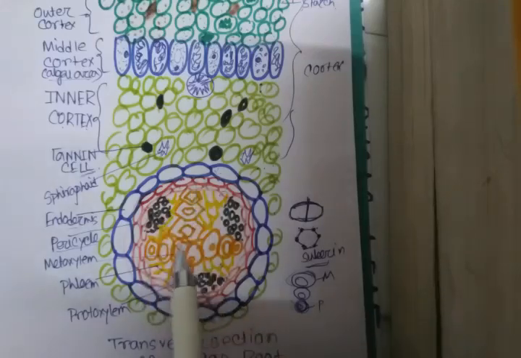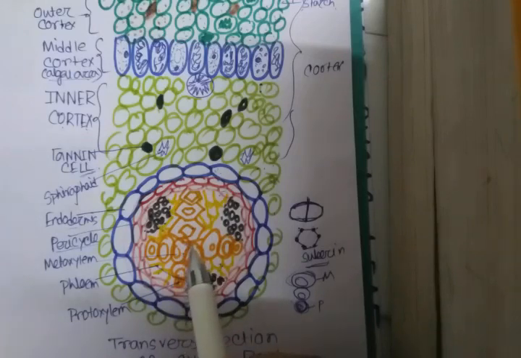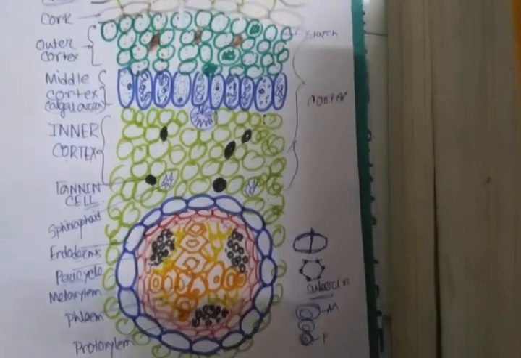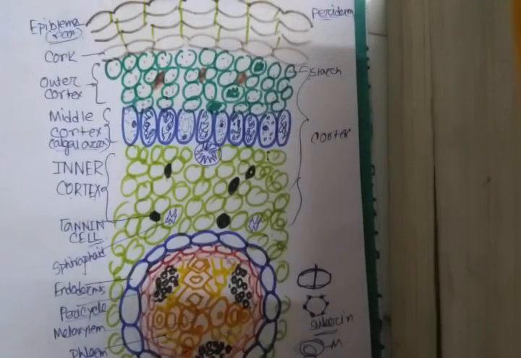As you can see in this diagram, the central part is not well developed. That means the pith is not present. In the dicot root also the pith is not present. And the xylem and the phloem alternate with each other. So these cells, which are called parenchymatous cells, are present between the xylem and the phloem. So this is the whole structure of the cycas root.